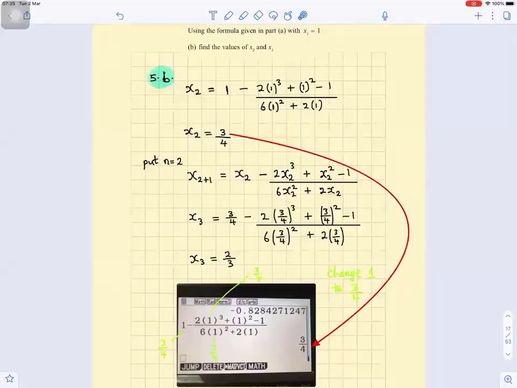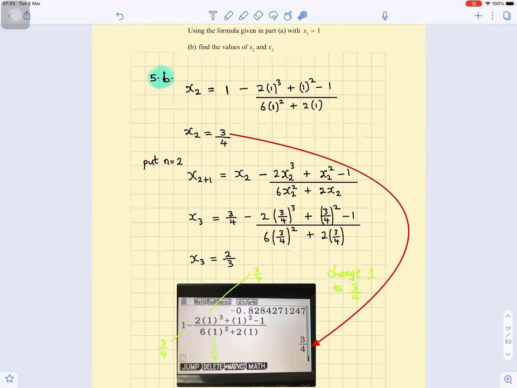So for question 5b, using the formula given in part A, find the value of x2 and x3. So we want to go for x2. Substitute 1 there. That will give us x2 to be 3 over 4. And now, if we put n equals to 2, 2 plus 1 is 3. So that will give you x3.